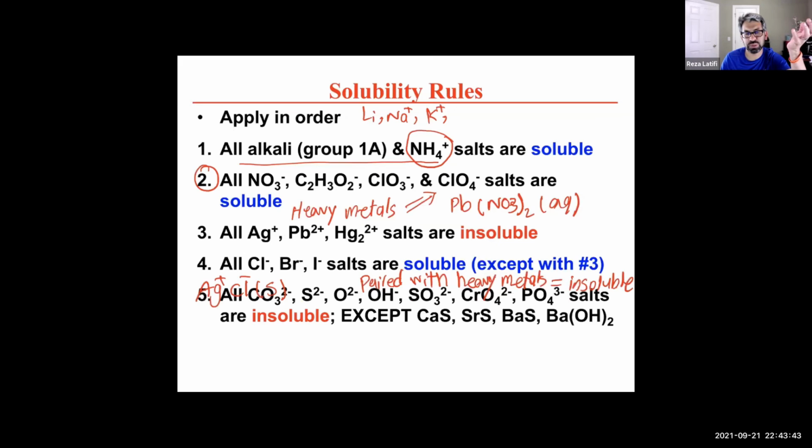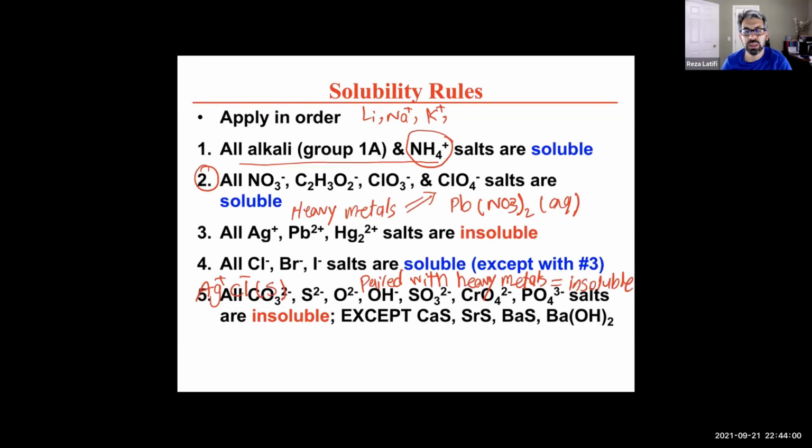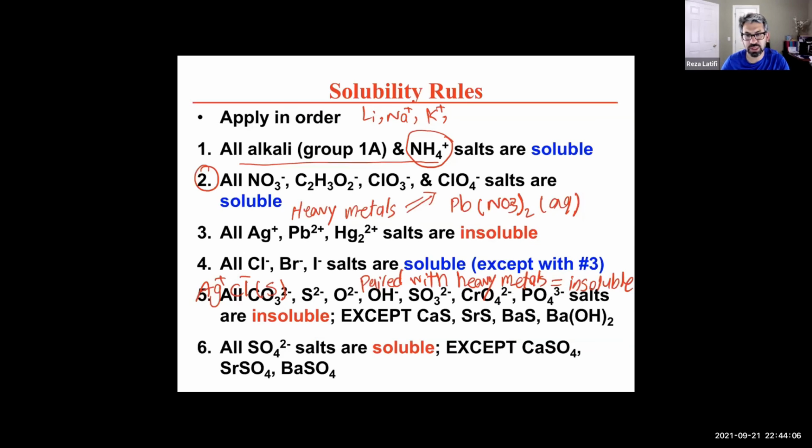Stuff like carbonate, sulfide, oxide, hydroxide. As you see, there are plenty. Usually they are insoluble, and we have some exceptions. And sulfates are soluble except when they go with calcium, strontium, or barium. In that case, they will be insoluble. Technically, you are meeting an element from group 2. Okay. If you pair sulfate with an element from group 2, they will be insoluble.